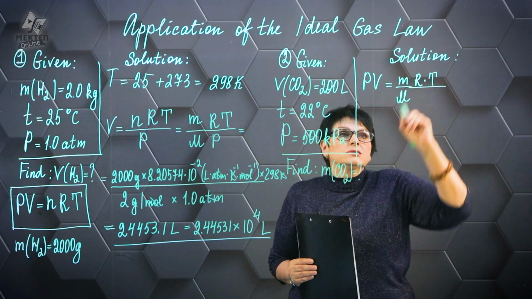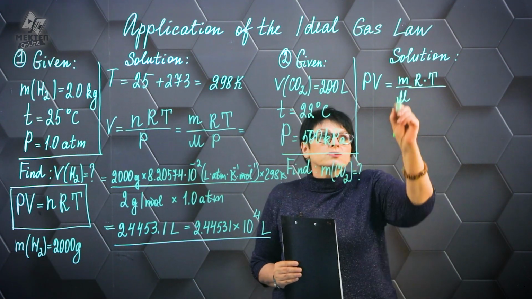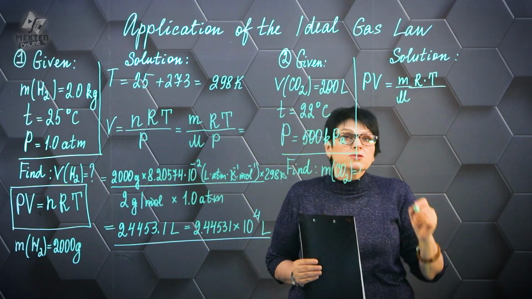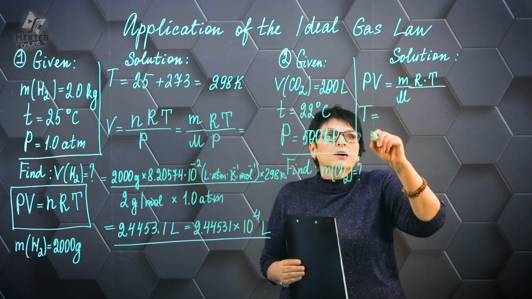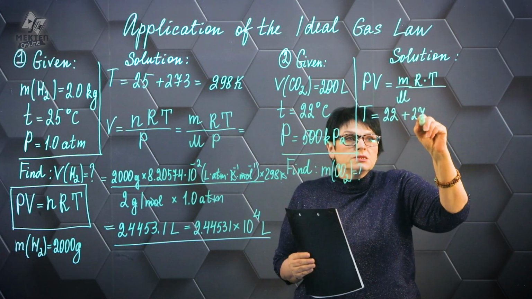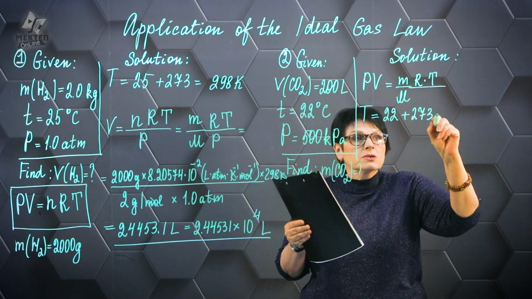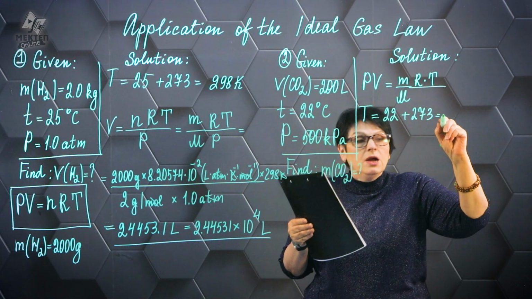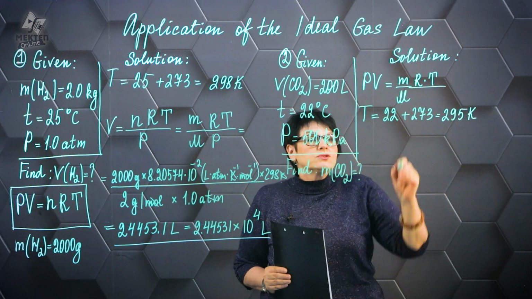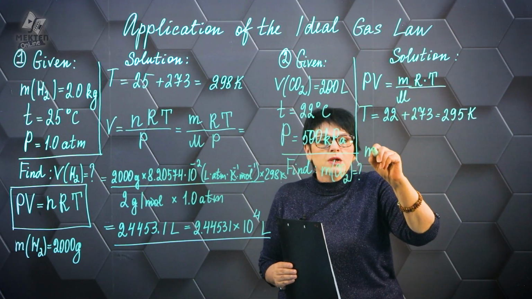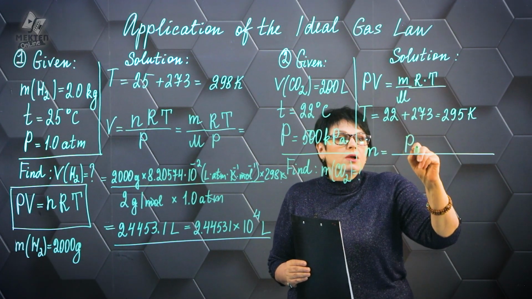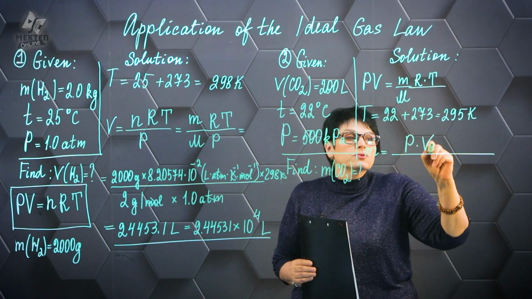So in this case, we need to find the mass. But don't forget that we are working through the temperature, and the temperature must necessarily be in Kelvins, so we add 22 and 273. And we get that this value will be equal to 295 in Kelvins. Now from here we derive our mass. To find the mass of CO2, we need P times V times the molar mass, and divide by the gas constant and by the temperature.